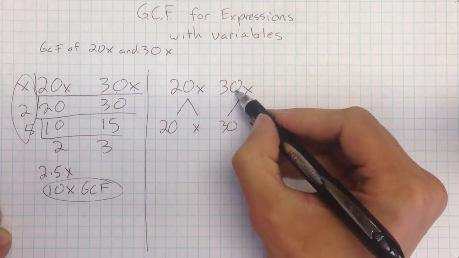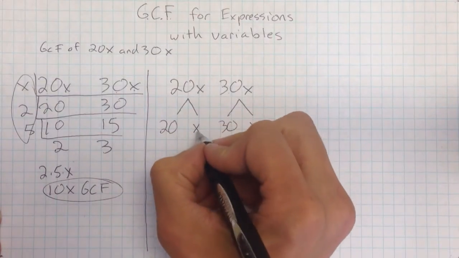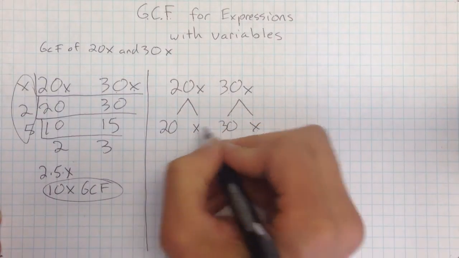Remember, when the coefficient or the number is touching the variable, that means multiplication. So now that I've got that, I have x's right here. Now, I can't really divide these anymore.